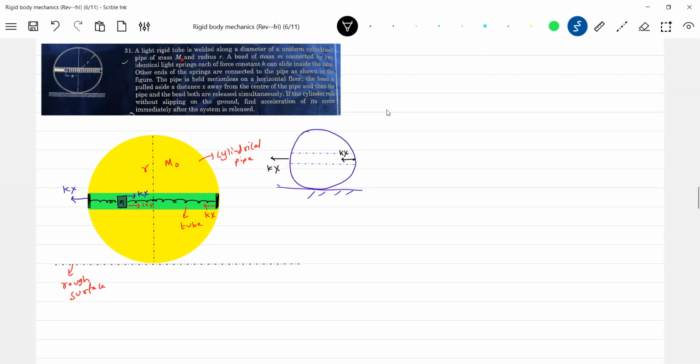How should the rolling friction act here? It should act backward. Acceleration of center of mass. How should the torque be about center of mass? Will there be any torque due to spring force? No, spring force will intersect the axis of rotation. There's an initial setup.